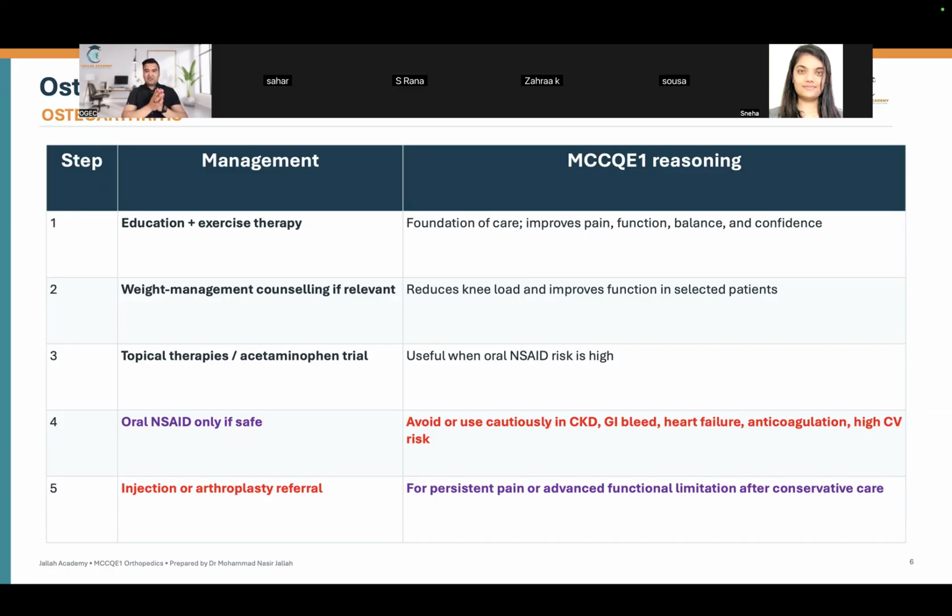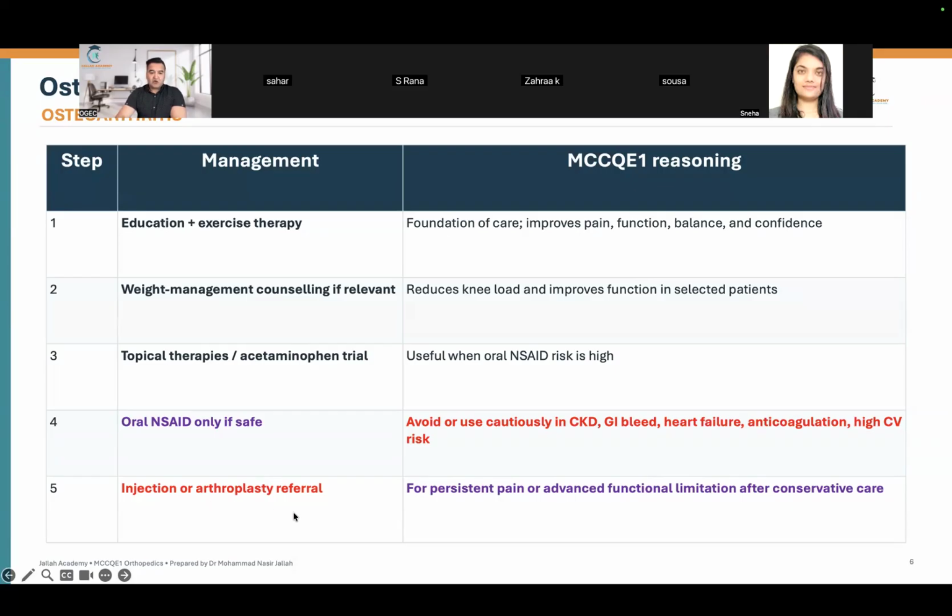So for the patient with these conditions, we try to keep the patient away from non-steroid anti-inflammatory drugs because they worsen the condition, right? In that case, we either do not use it, or if we use it, we use it with caution. And instead, we use acetaminophen.